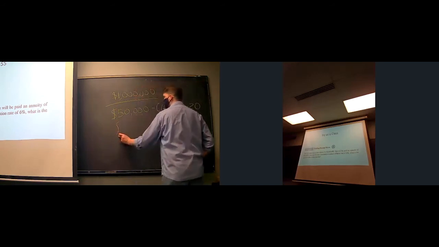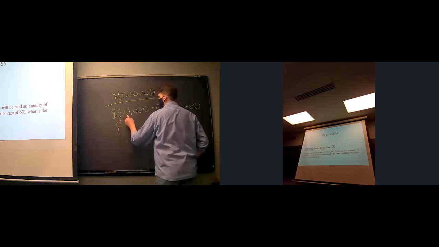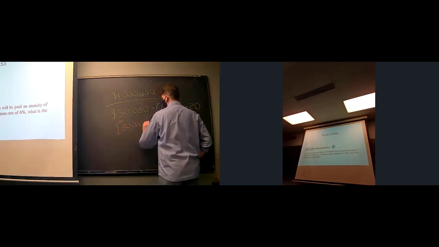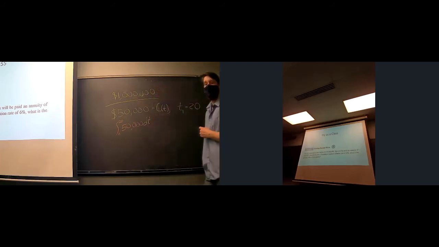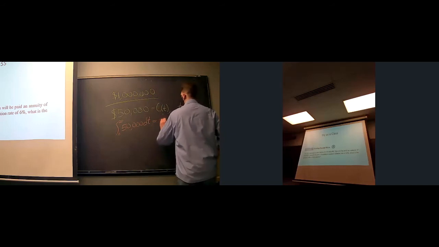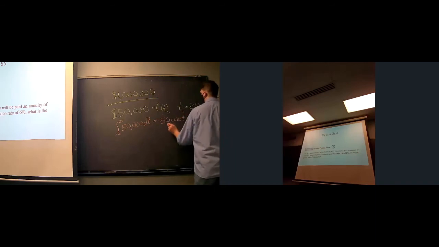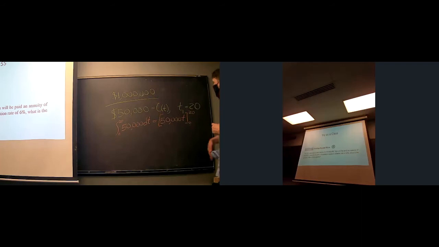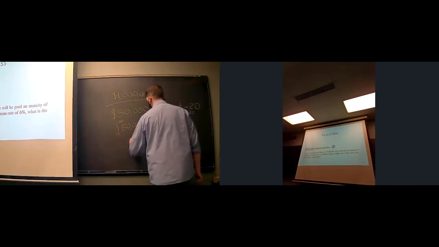So the actual value is going to be the integral from 0 to 20 of $50,000. If this thing doesn't come back to $1 million, I've screwed up somewhere. So we're going to integrate 50K with respect to t, which comes out to 50K t. We're integrating from 0 to 20. Well, 20 times 50 is going to be 1,000. So we get $1 million here.